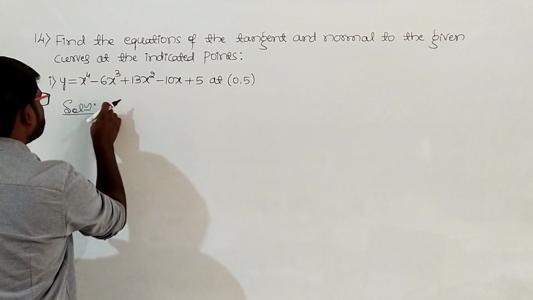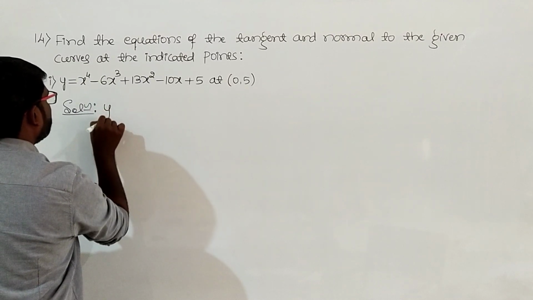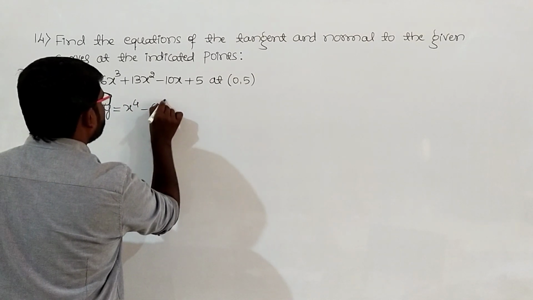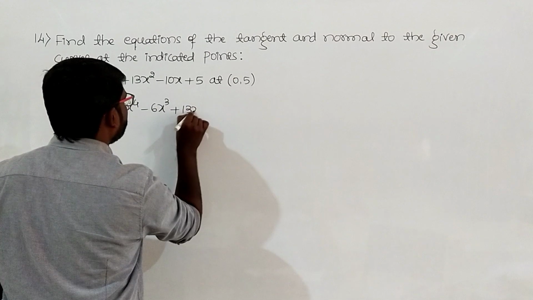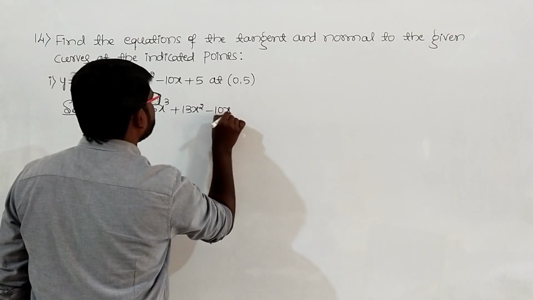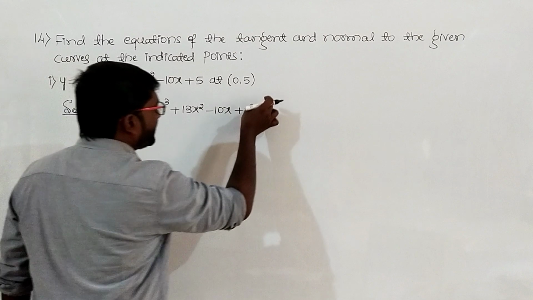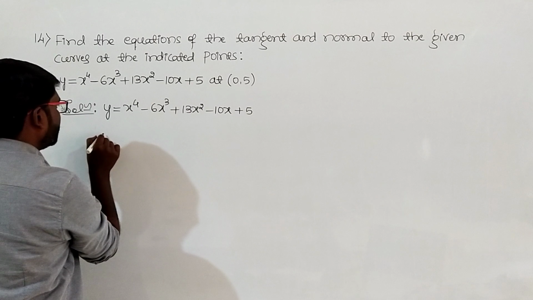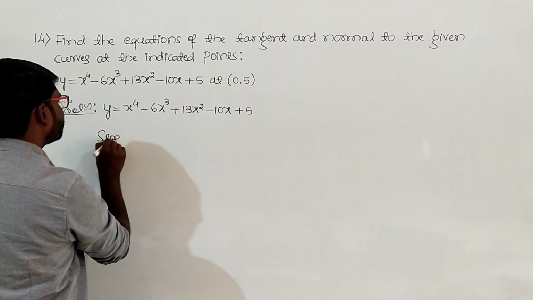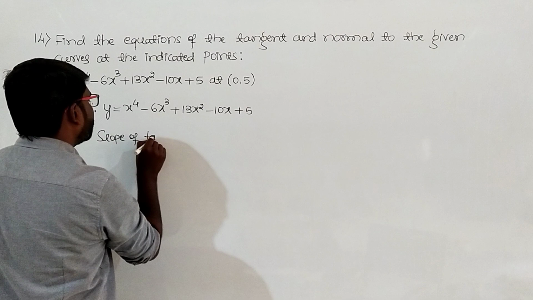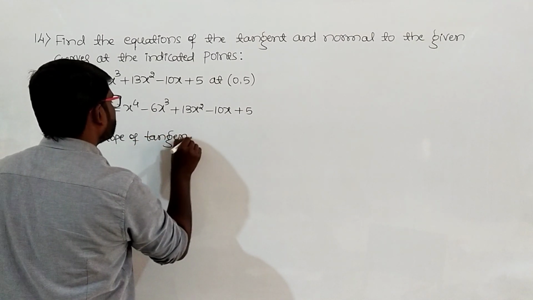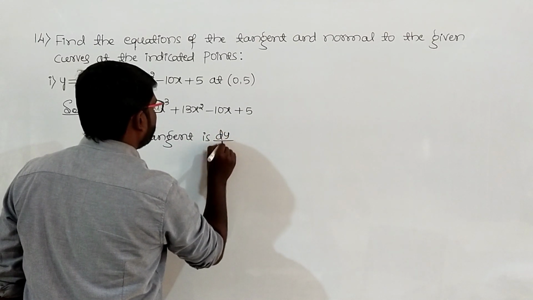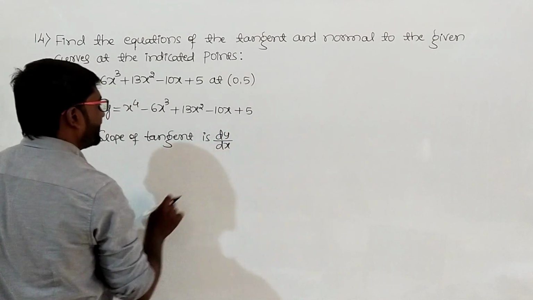So here he has given the curve y equals x to the power 4 minus 6x cube plus 13x square minus 10x plus 5. So I will go for the slope of the tangent, that is the derivative of the given function. So slope of tangent is dy by dx.